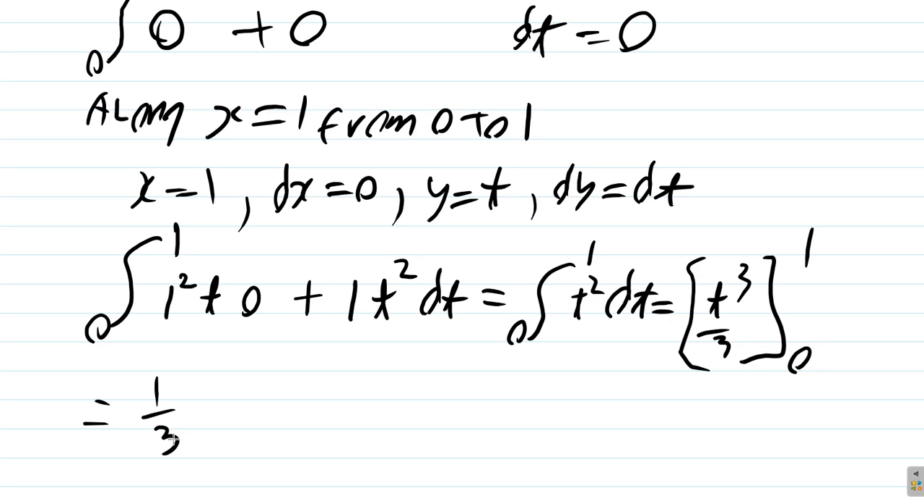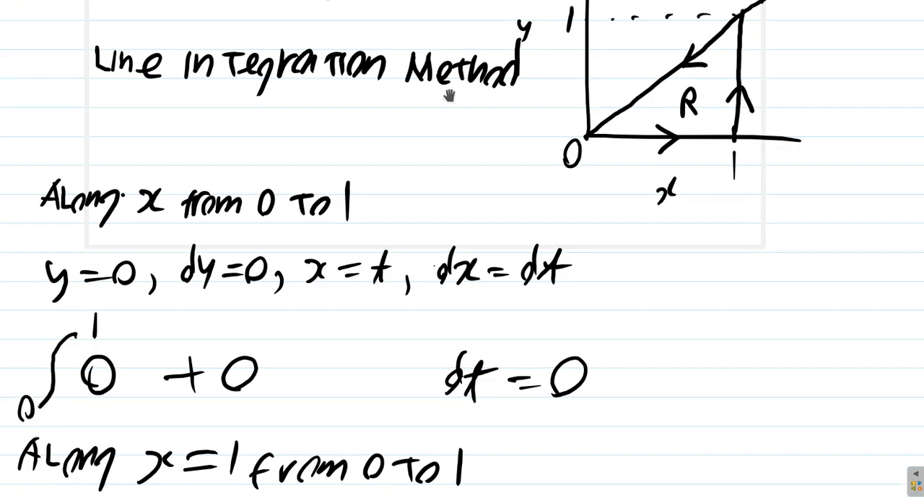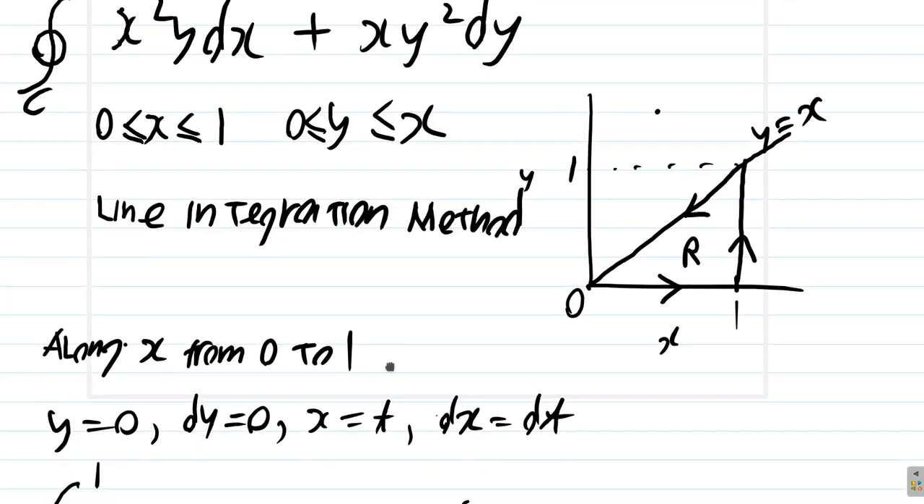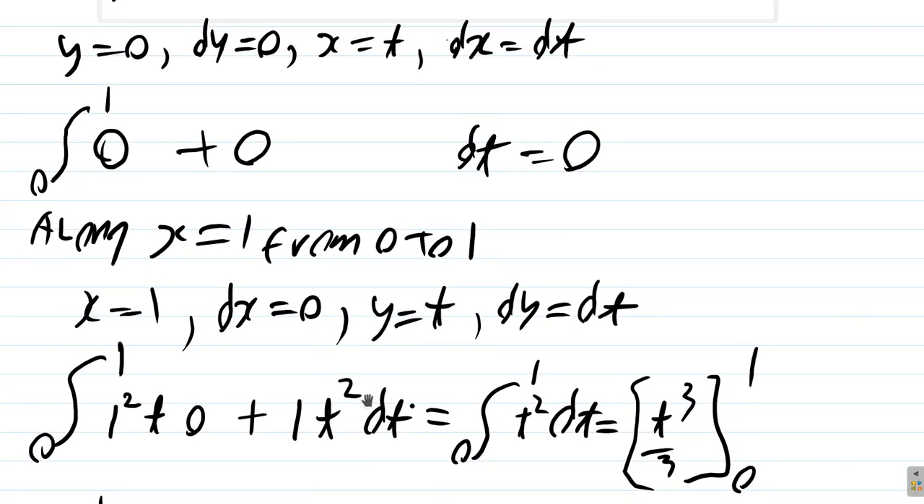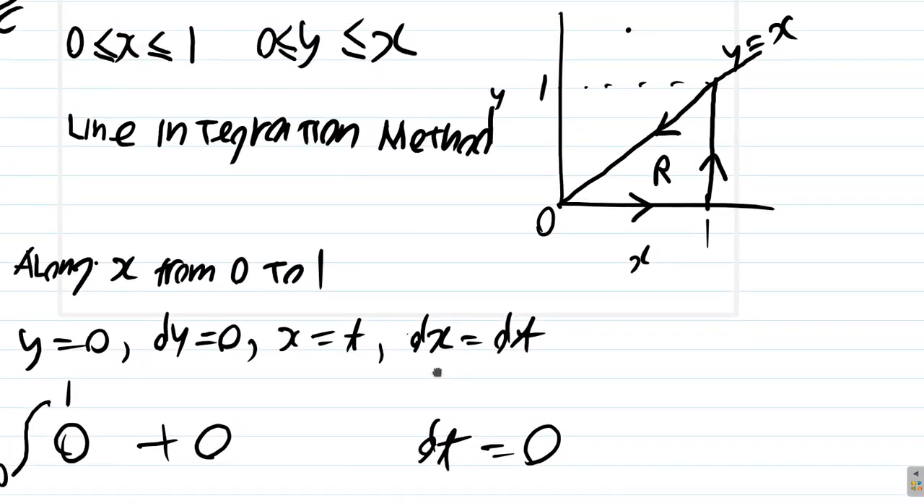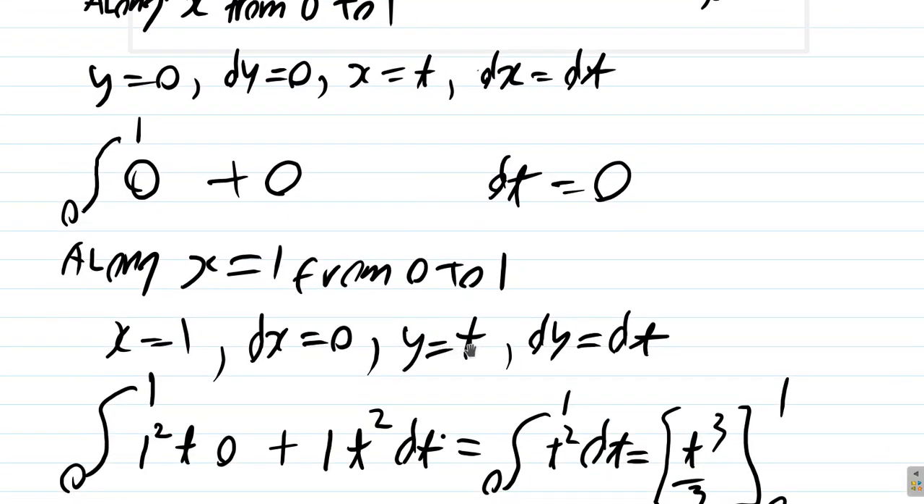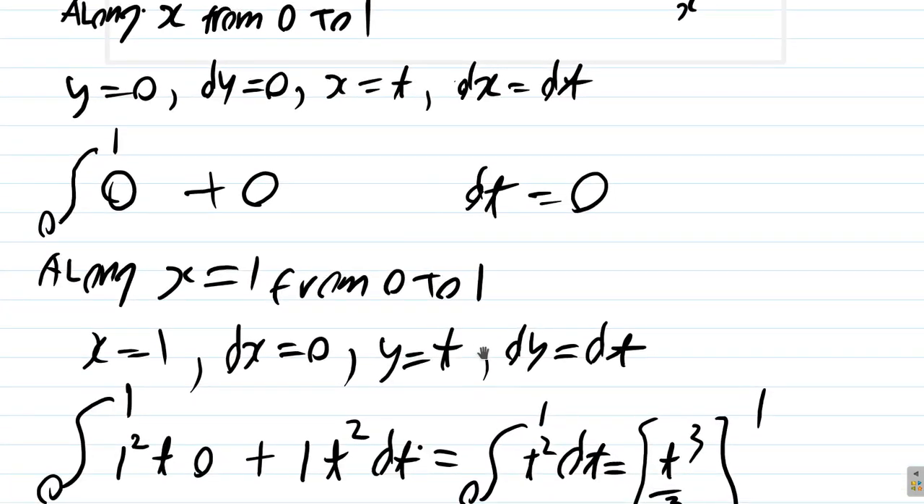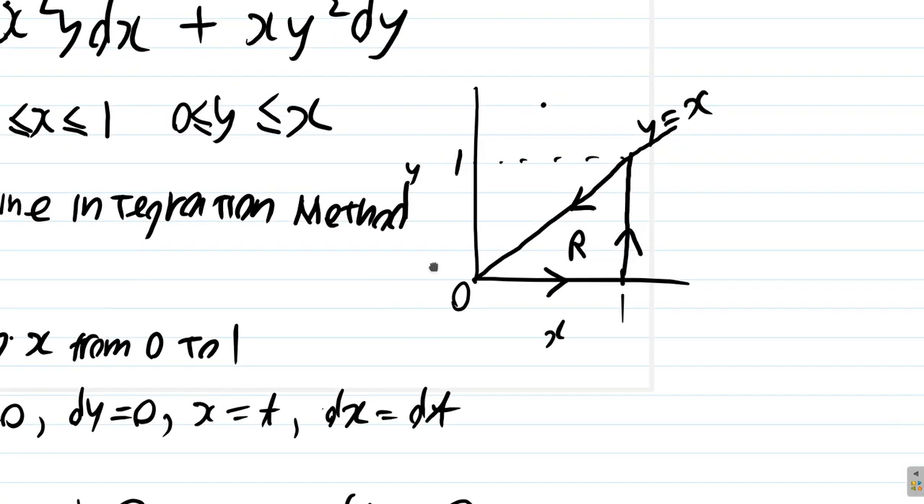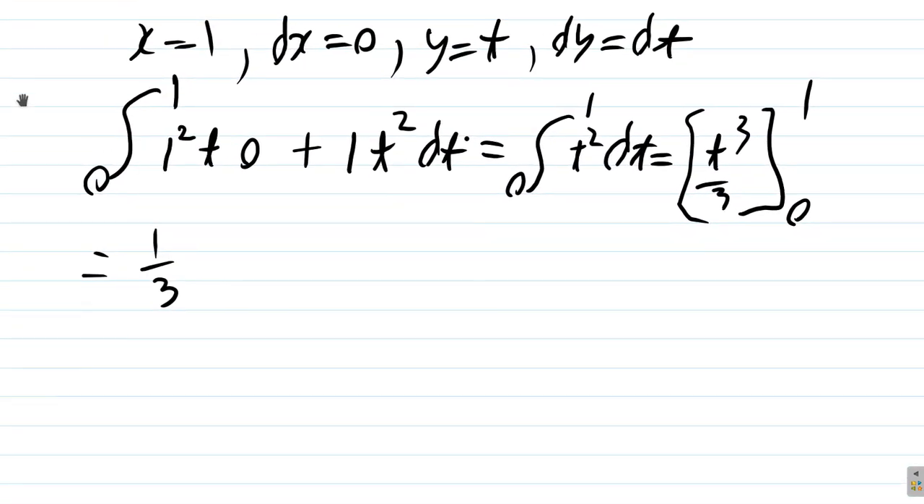Because when you put 1, 1 cubed over 3 is 1/3, and then 0 cubed over 3 gives you 0 in that case. Alright, so here, this y squared, wasn't there a square? Y equals 0 for this. Oh, 0 squared, right? dt. When I say y equal t, and then y squared equals that. Alright, so now we have 1/3 for that.